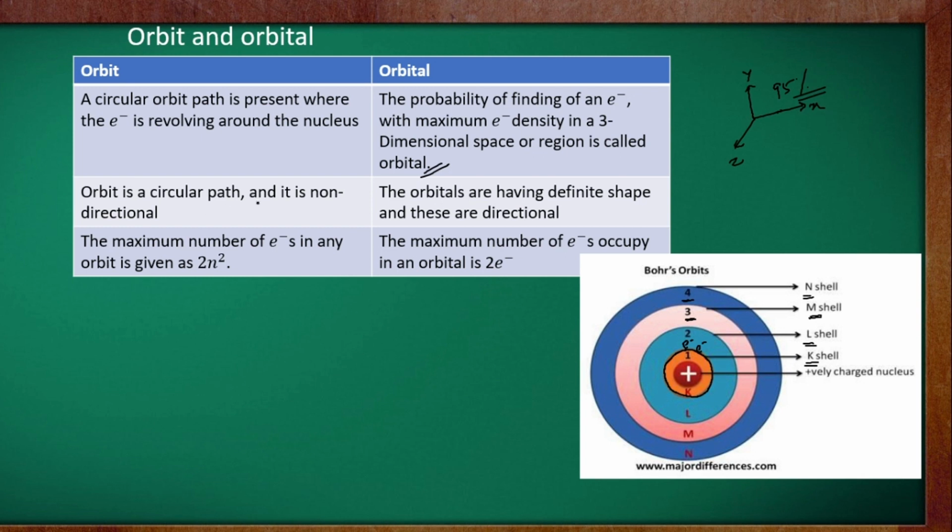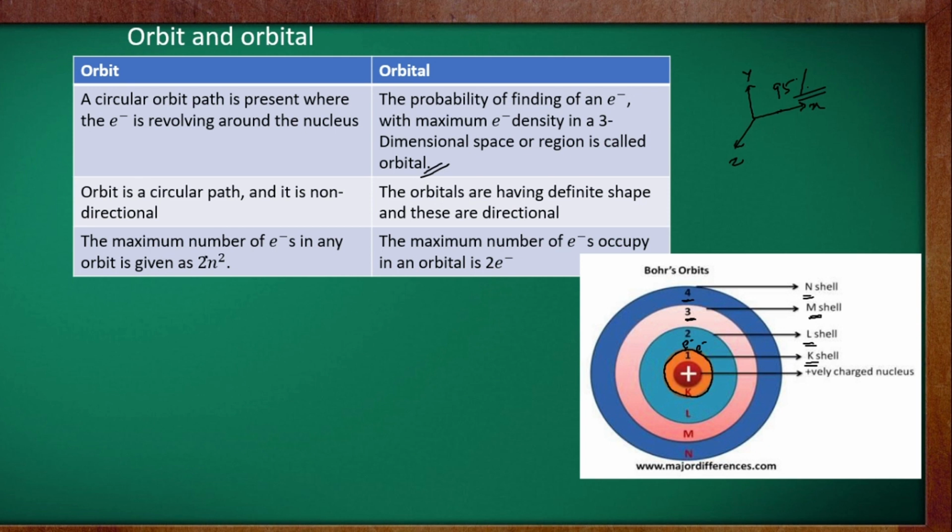An orbit is a circular path and it is non-directional, whereas orbitals have a definite shape and are directional. Orbitals have definite shapes: the s orbital is spherical, the p orbital is dumbbell, the d orbital is double dumbbell, and the f orbital is fourfold dumbbell. These are directional, meaning there is a probability of finding an electron in the three-dimensional region, along the x, y, z axes. That is why an orbital is directional.